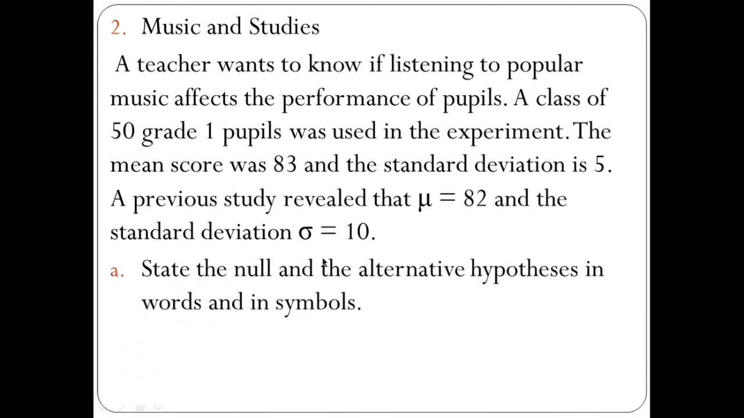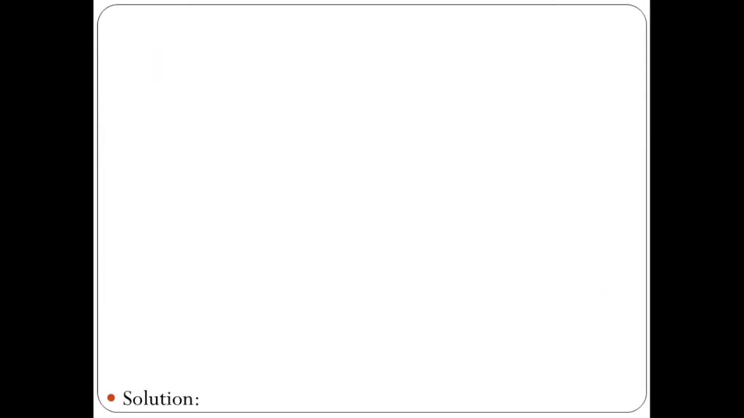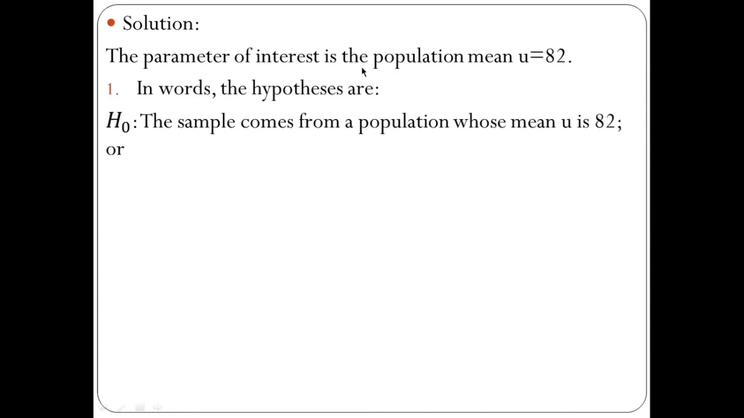Now, letter A, state the null and the alternative hypothesis in words and in symbols. So, we're going to state the null and alternative in words and in symbols. And letter B, state whether the test is directional or non-directional. Okay, so titingnan natin kung directional ba or non-directional yung statement. Okay, so for our solution, okay, so the parameter of interest is the population mean. Okay, so kukunin po natin class yung previous, which is 82. Okay, 82 po yung hahanapin natin. Or gagamitin natin pala. Okay, so number 1.